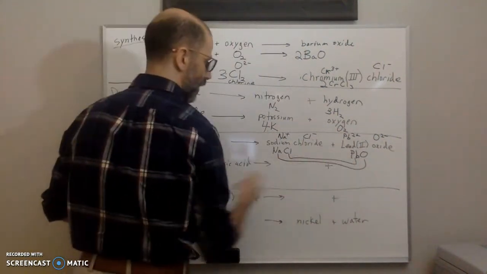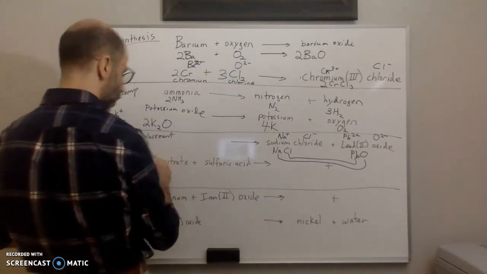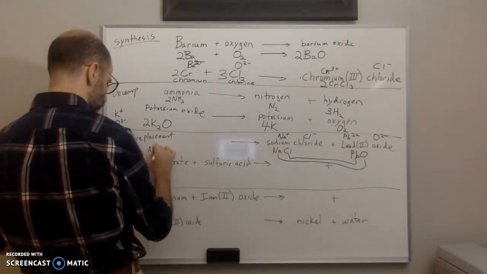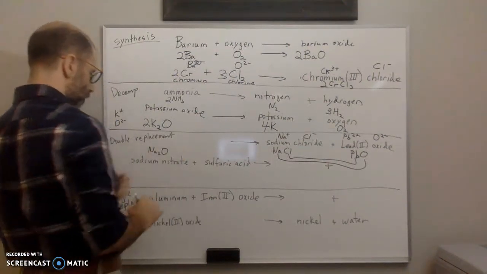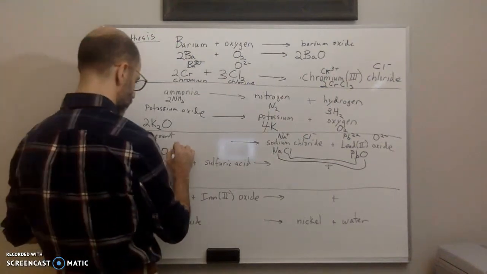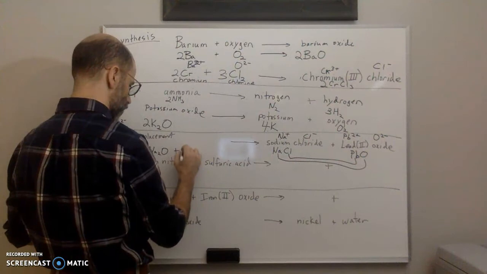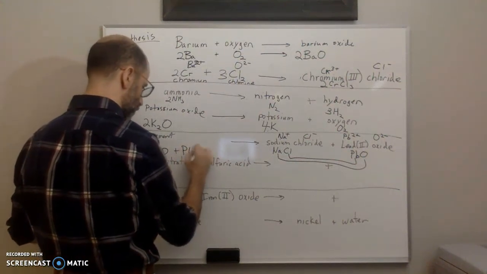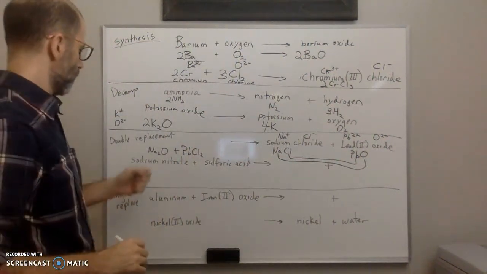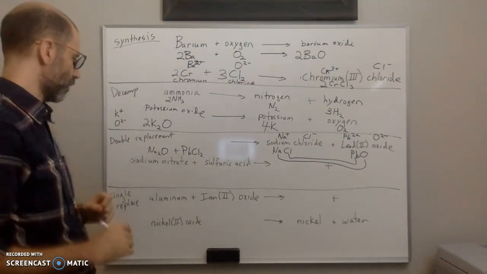So sodium and oxygen. I'm going to put those together. So Na, O, oxygen is a -2, so I need 2 sodiums for every oxygen, plus Pb and Cl. Lead has a charge of 2, so it's going to be PbCl2. So then there's my two reactants that I start with.